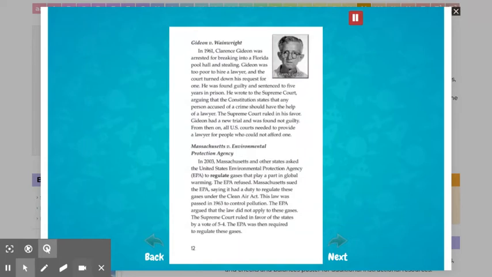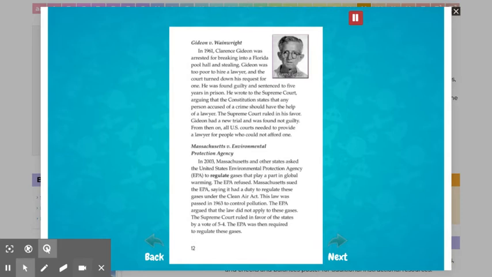Gideon versus Wainwright. In 1961, Clarence Gideon was arrested for breaking into a Florida pool hall and stealing. Gideon was too poor to hire a lawyer, and the court turned down his request for one. He was found guilty and sentenced to 5 years in prison. He wrote to the Supreme Court, arguing that the Constitution states that any person accused of a crime should have the help of a lawyer. The Supreme Court ruled in his favor. Gideon had a new trial and was found not guilty. From then on, all U.S. courts needed to provide a lawyer for people who could not afford one.